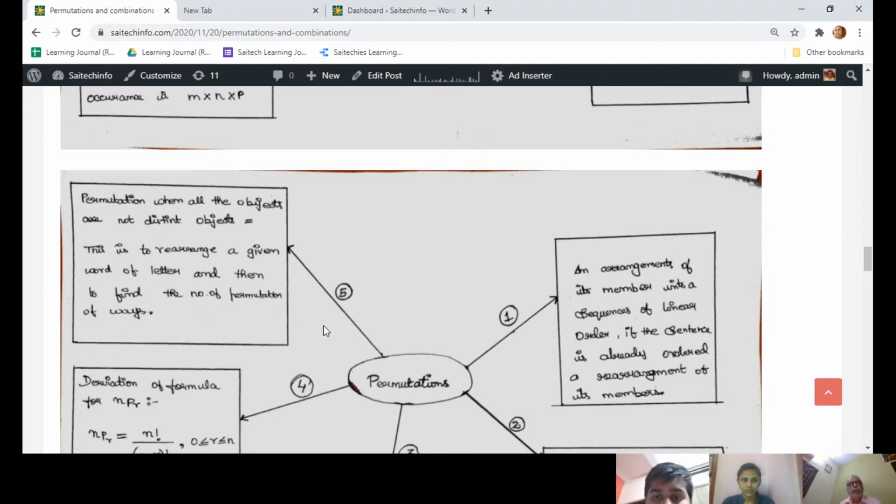So now we see the fifth point as permutations when all the objects are not distinct objects, that is, some are the same. This is to rearrange a given word of letters and then to find the number of permutations, the number of ways.